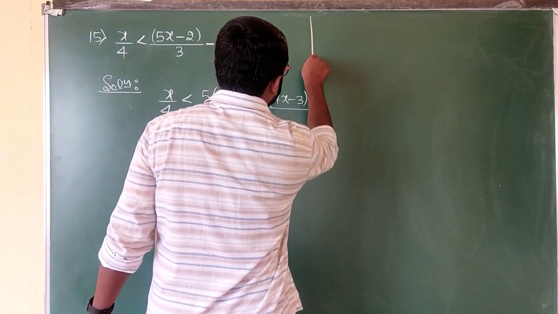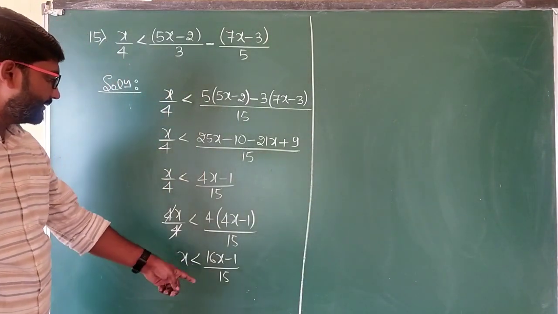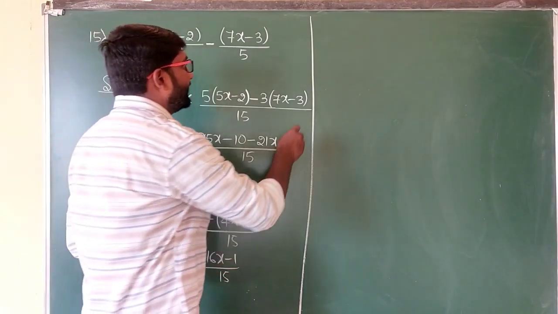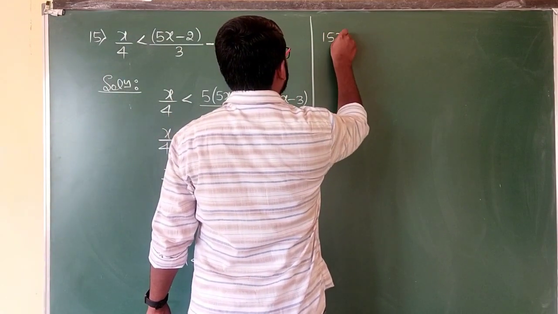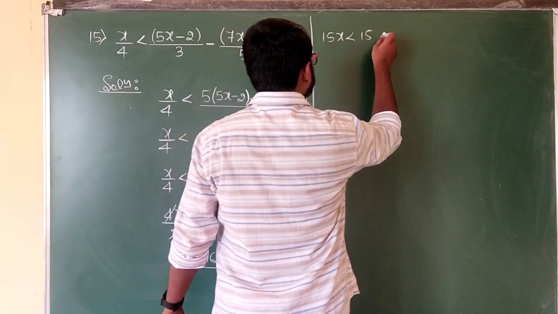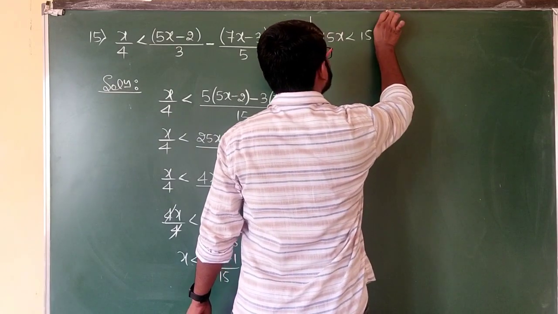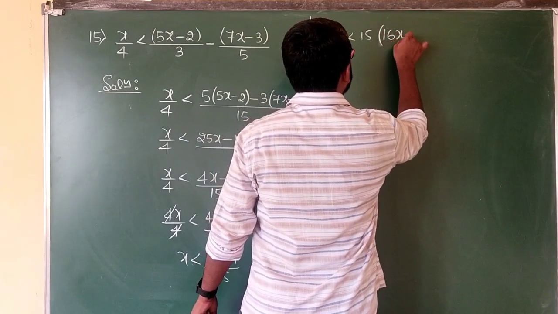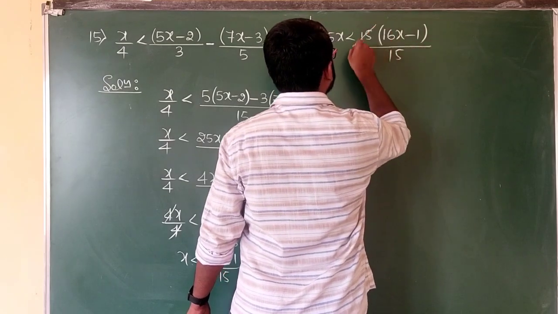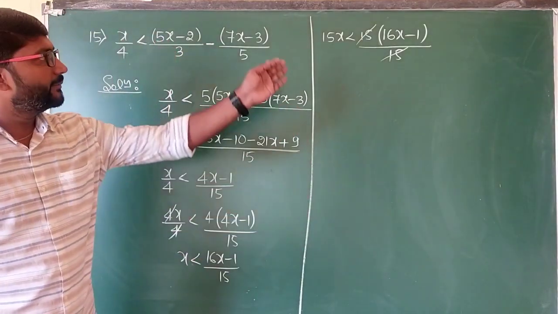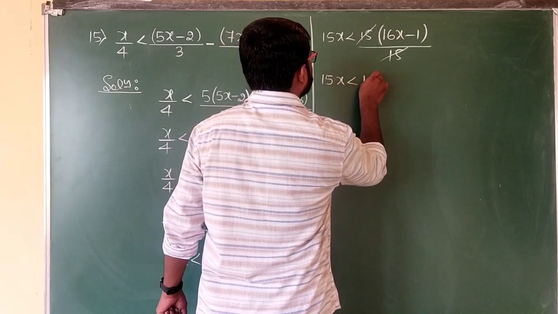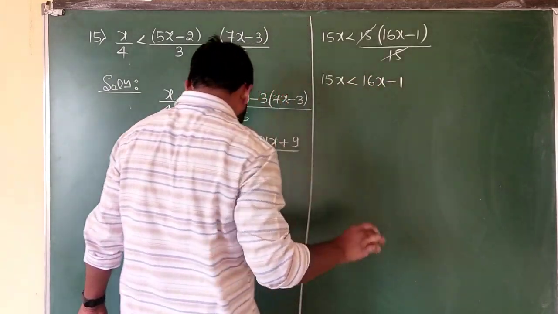Now we will have to eliminate 15. Let us multiply both sides of the inequality by 15. So 15x less than 15 times (16x − 1)/15. So 15 and 15 get cancelled. Write the remaining term now: 15x less than 16x − 1.